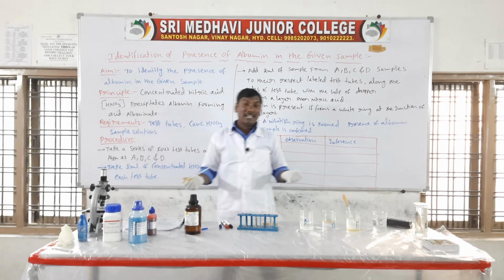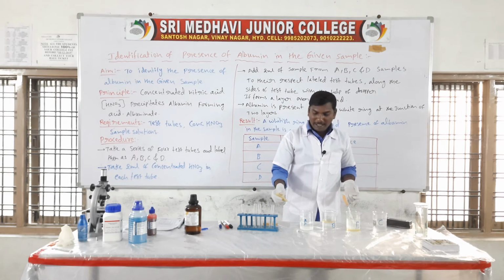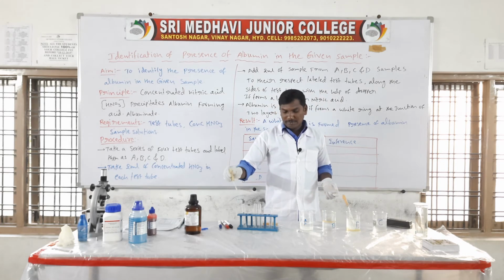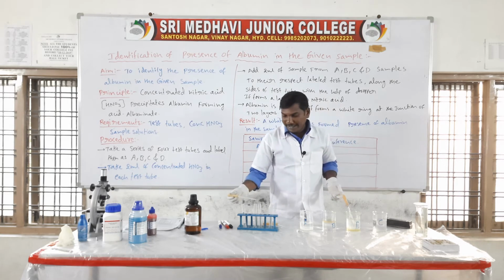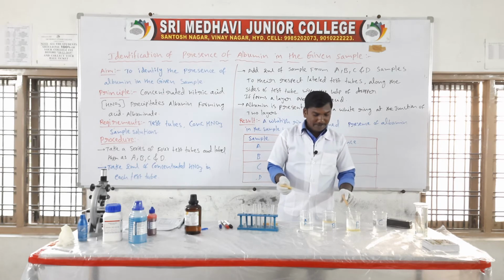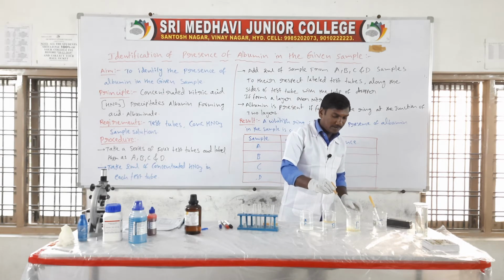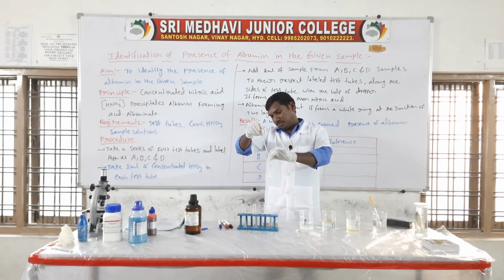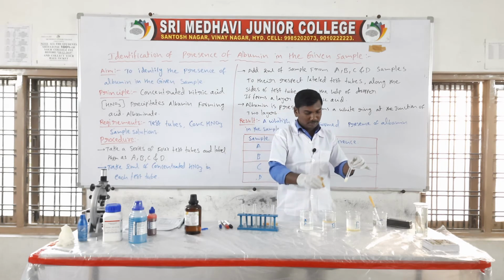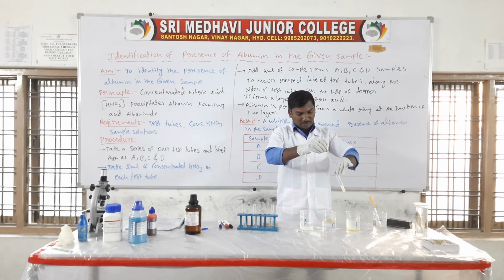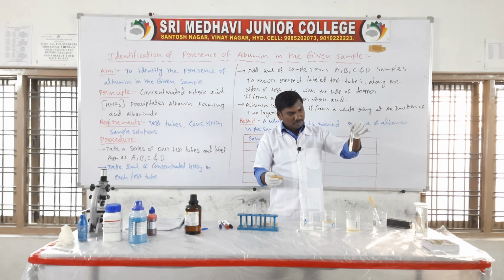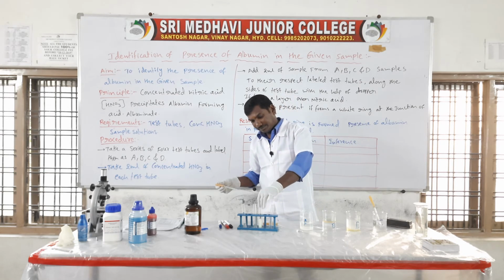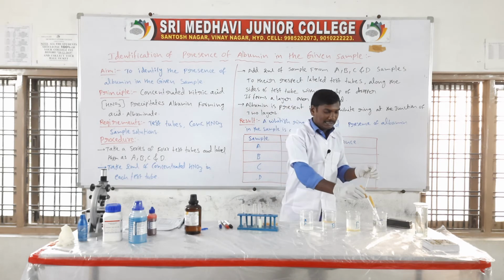Next, 2 ml of samples. For example, first the A sample, 2 ml, is added to the A test tube, then the B sample to the B test tube, the C sample, and last the D sample.